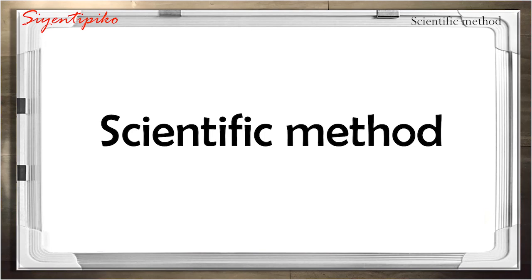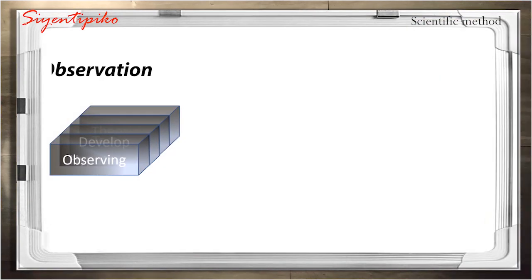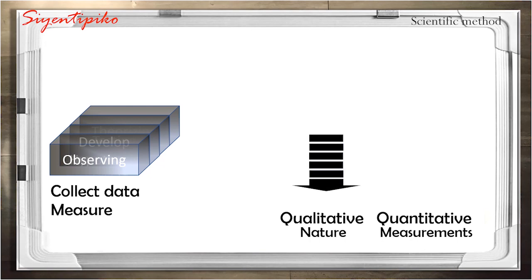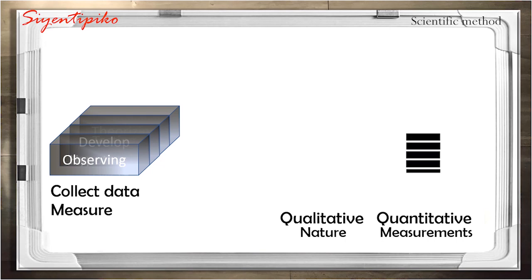It starts with an observation, which we can see or measure. Here scientists collect data. Data can be qualitative, which we can see, or quantitative, which we can measure. Technically, it means that qualitative observations involve descriptions of the nature of the substances under investigation, and quantitative observations involve making measurements to describe the substances under investigation.